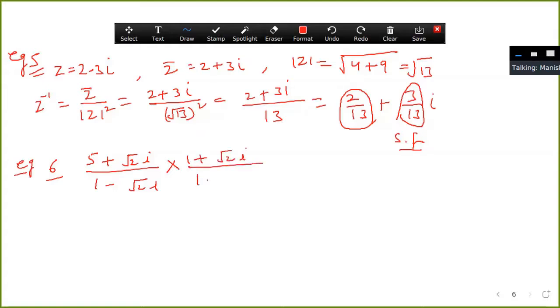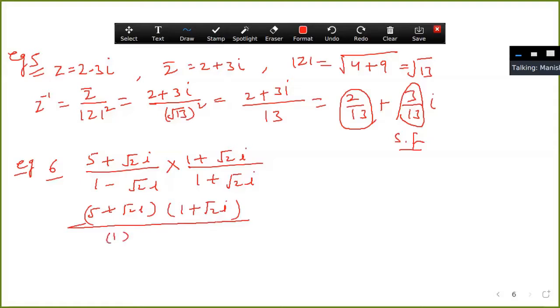Rationalize the denominator. When you rationalize it, you will get, that is, when multiplied: (5 plus 2 iota)(1 plus root 2 iota) upon 1 square minus (root 2 iota) square. What will you get?